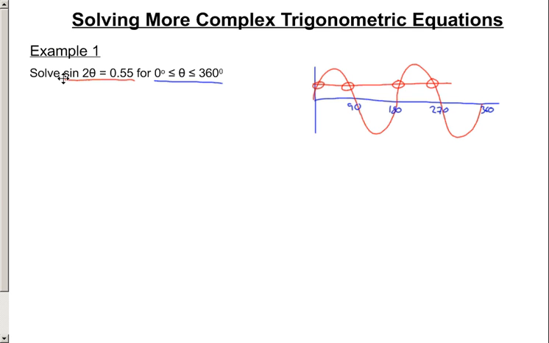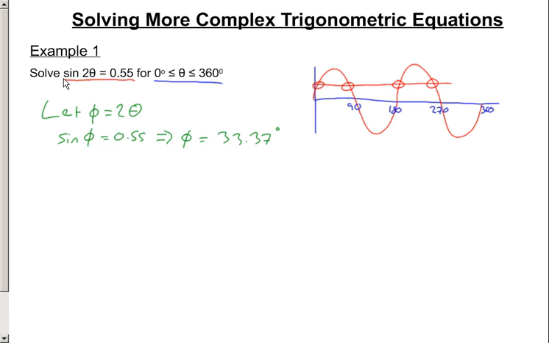Well, we do a similar process to what we did in the last example of the previous video. And we say let phi equal 2 theta. That means we have sine of phi is equal to 0.55. And if sine of phi is equal to 0.55, we can do sine inverse of 0.55 to find a value of phi, which gives us 33.37 degrees. So now we need to find the other ones that work for phi.